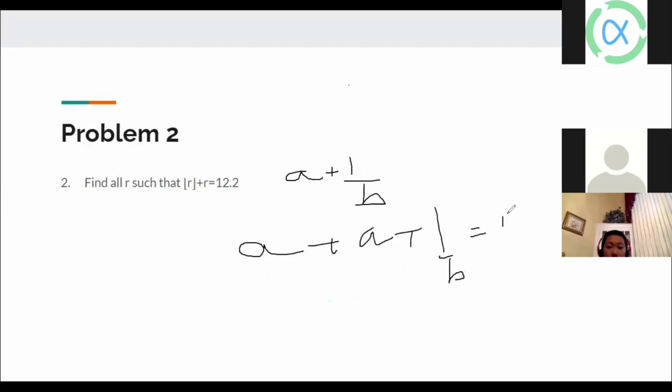This should be equal to 12.2. So clearly 1 over b will be less than 1, right? So that means that 2a has to be equal to 12. So a is equal to 6. And then 1 over b has to be equal to 0.2. And that means b must be equal to 5. So that's our answer. 6 plus 1 over 5 is equal to r, or 6.2. That's our only answer.